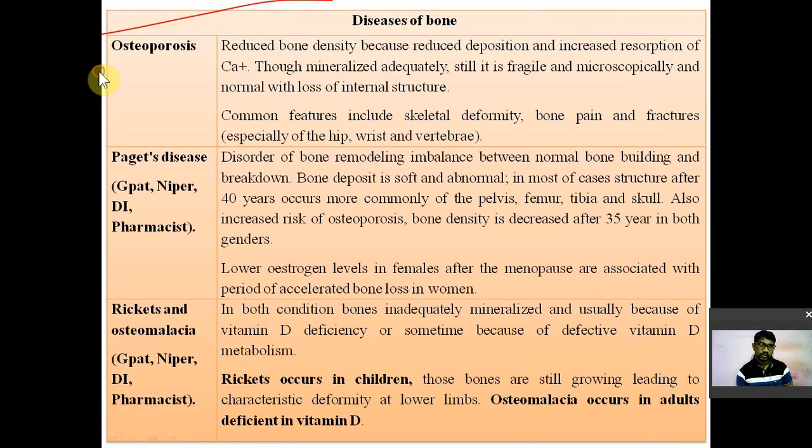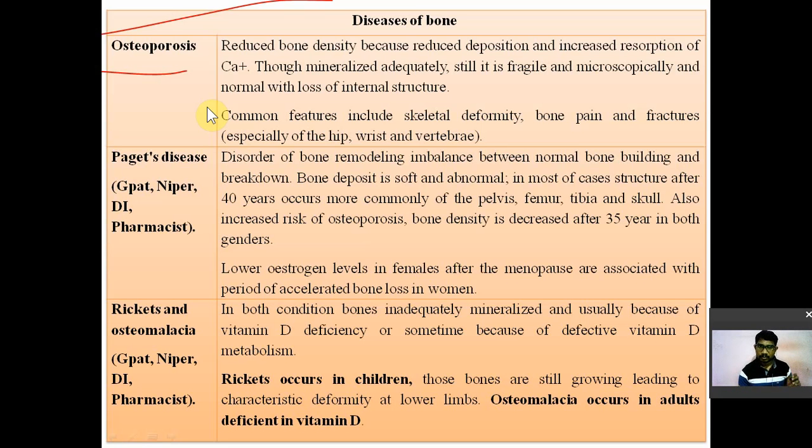So just have a quick review of it. Diseases of bones. The first disease is osteoporosis, which means decrease in the bone density. Reduced bone density because of the reduced deposition of minerals on the bones or increased reabsorption of minerals from the bones, particularly calcium.